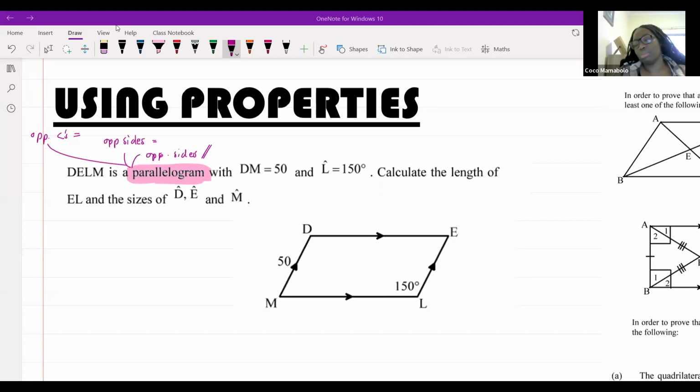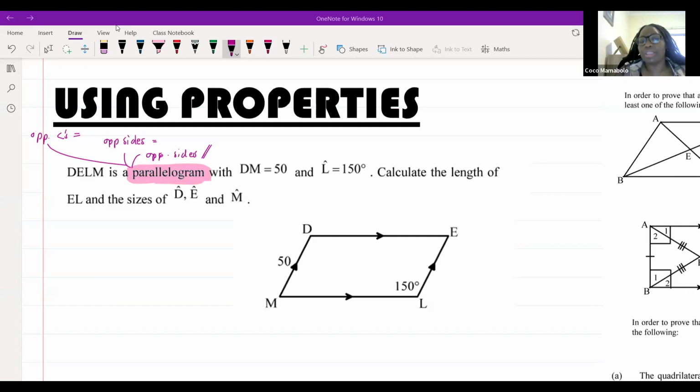So we're going to use these properties, and then they tell us that DM is equal to 50. We're going to just say 50 units. And angle L is equal to 150 degrees. Then it says, calculate the length of EL and the size of angles D, E, and M.